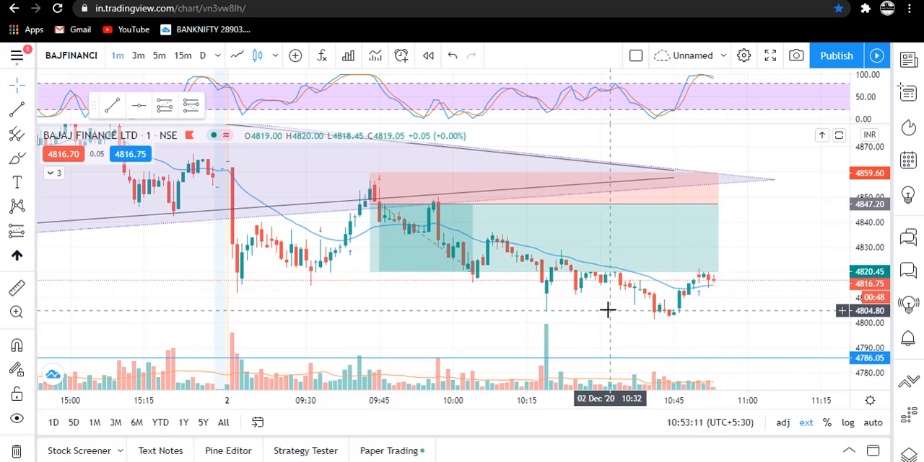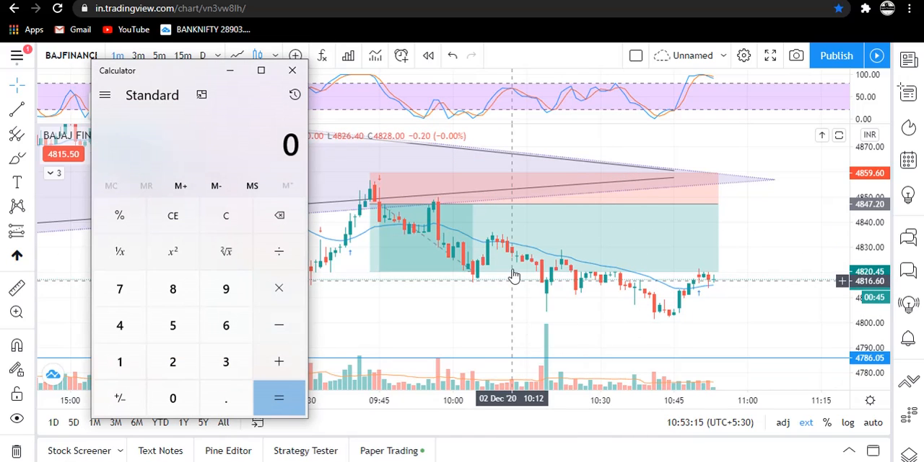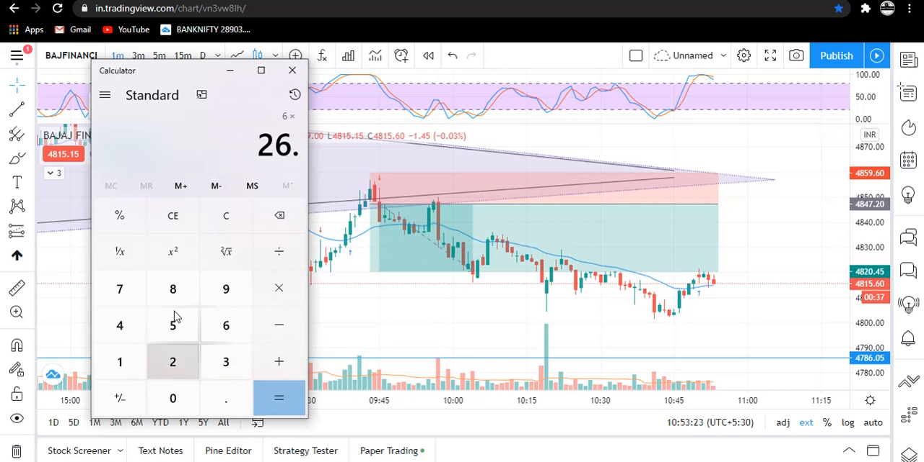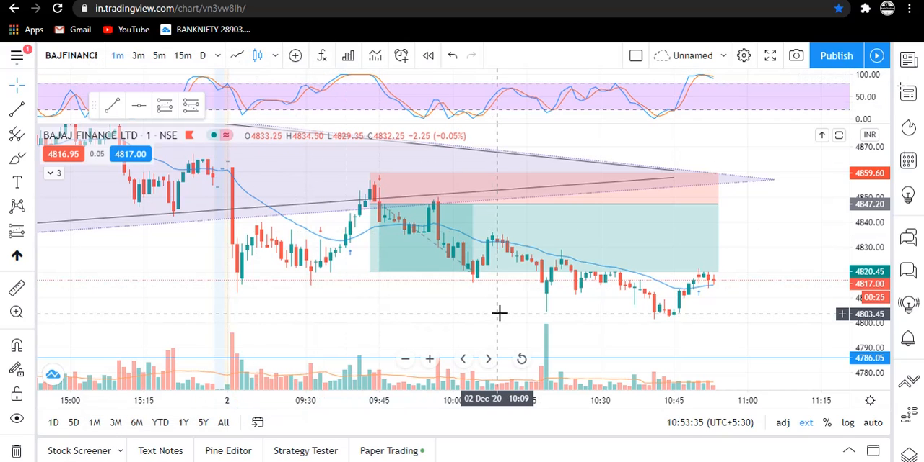Okay traders, so now let's calculate our profit in this trade. Our quantity was 6 and the points which we have got are 26.75. Okay, so traders, our total profit is 160 rupees. Now let me tell you about the first trade in which I booked the loss.